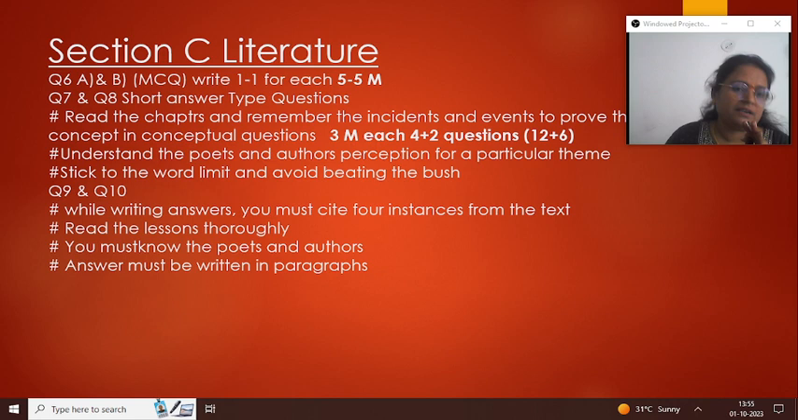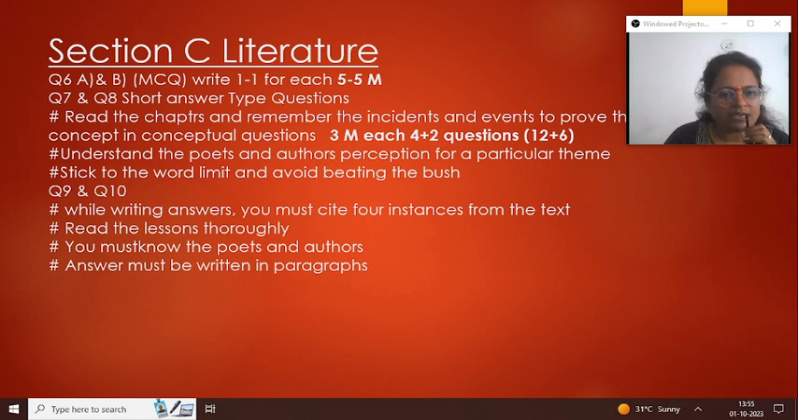Textbook reading is very, very essential. From today also, if you start reading one lesson a day, it's going to be helpful. For short answer type questions, read the chapters and remember the incidents and events to prove the concept, and for conceptual questions, which will be for 3 marks, 4 questions you will have to answer.